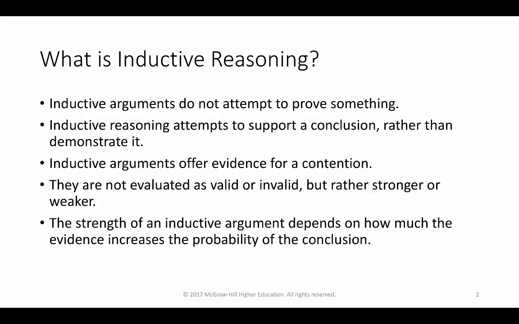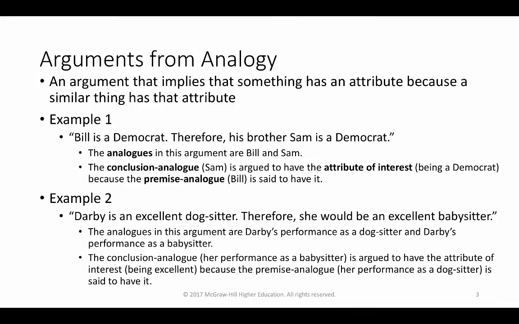Inductive arguments are weaker or stronger along a continuum, and the strength of an inductive argument depends on how much and what kinds of evidence is used, and how much that evidence increases the probability of the conclusion. The first kind of inductive argument we'll look at is an argument from analogy. An analogy is a comparison between two things in which you say that one thing is like the other in some way. When you use analogical reasoning, you're arguing that because one thing has a certain attribute, a similar thing probably has that same attribute.